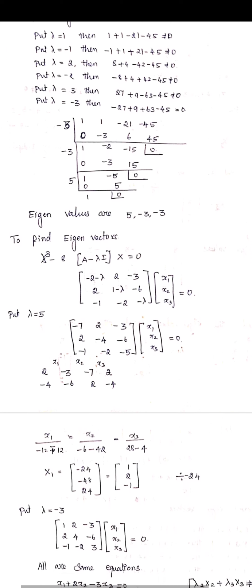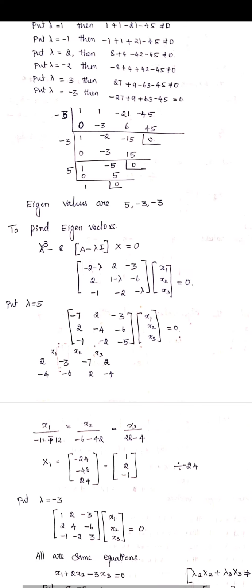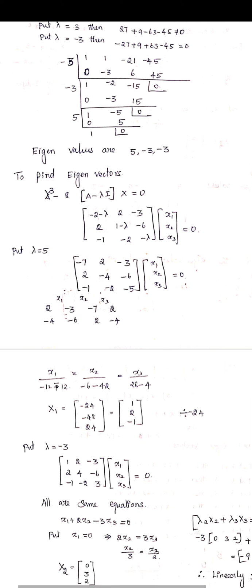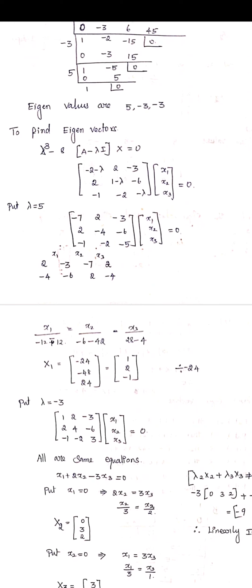So we have to find the eigenvectors. A minus lambda I into x equal to 0, that is the matrix minus 2 minus lambda, 2, minus 3; 2, 1 minus lambda, minus 6; minus 1, minus 2, minus lambda, multiplied by x1, x2, x3. Substituting lambda equal to 5 in the above equation, we get the eigenvector 1, 2, minus 1. Here minus 3 is the repeated eigenvalue. Substituting lambda equal to minus 3, all the equations are similar.